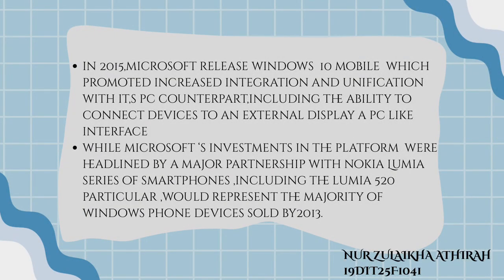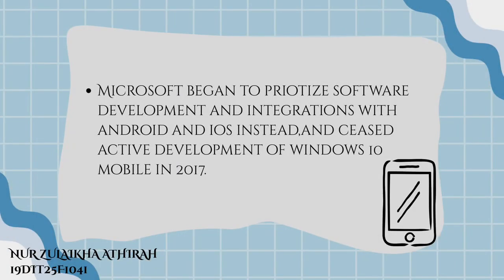In 2015, Microsoft released Windows 10 Mobile which promotes increased integration and unification with its PC counterpart, including the ability to connect the device to an external display, a PC-like interface. Microsoft's investment in the platform was headlined by a major partnership with Nokia's Lumia series of smartphones, which represented the majority of Windows Phone devices sold by 2013. And lastly, Microsoft began to prioritize software development and integration with Android and iOS instead, and ceased active development of Windows 10 Mobile in 2017.